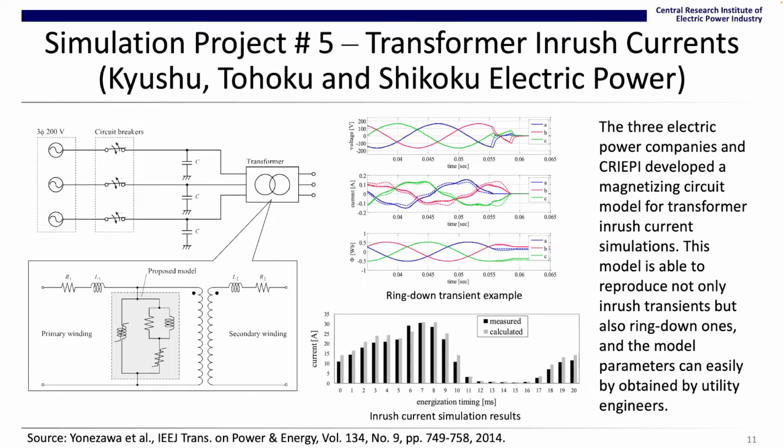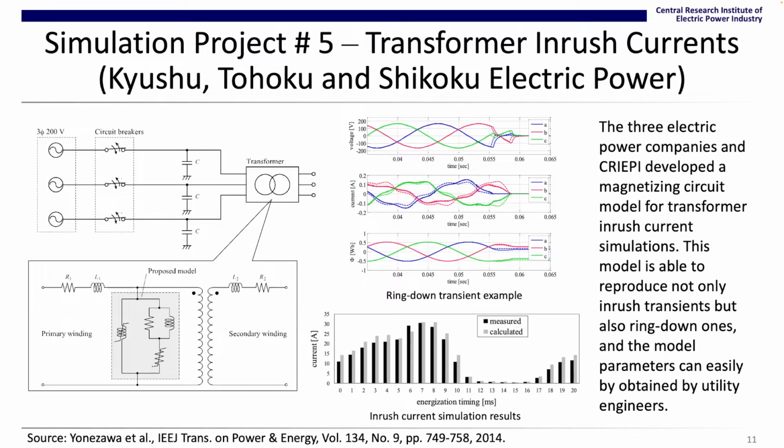This slide shows simulation project number 5, transformer inrush currents. This simulation was carried out by Kyushu, Tohoku, and Shikoku electric power companies. The three electric power companies and CRIEPI developed a magnetizing circuit model embedded in a transformer model for inrush current simulations in XTAP. This model is able to reproduce not only inrush current transients but also ring-down ones.